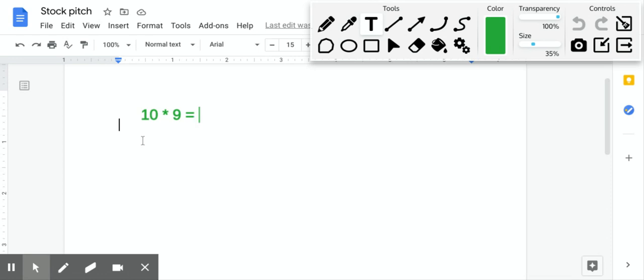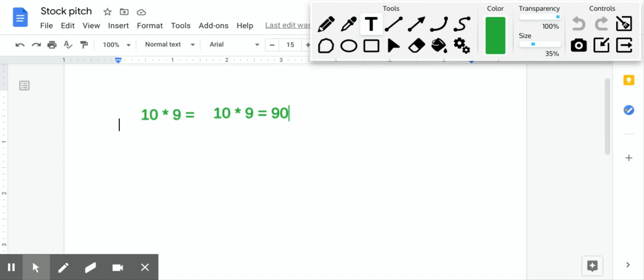So the method here is to first multiply the tens digits and then multiply the ones digit. So basically break up the number so you're really only doing one digit multiplication instead of having these big numbers, because they're sometimes hard to grasp and hard to calculate with. So instead of 10, we're going to do just 1 ten, one group of 10. So to do that, we can just do 10 times 9, which is the answer, but just stick with me for a second.